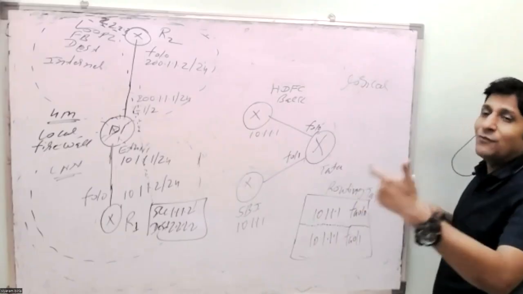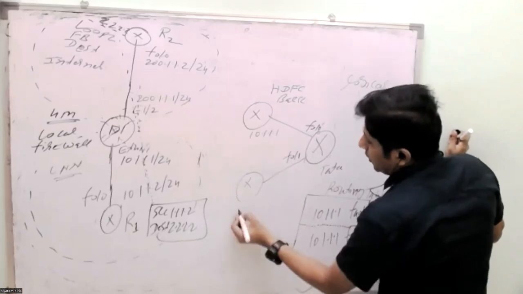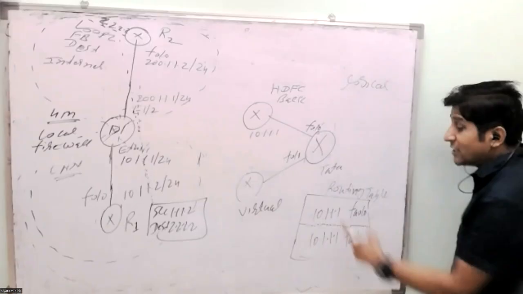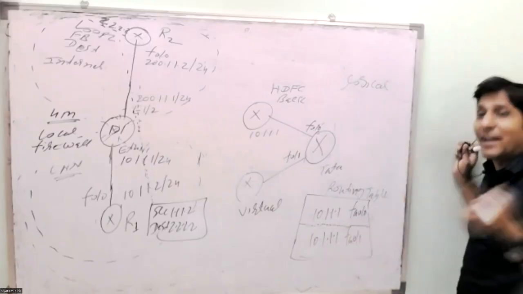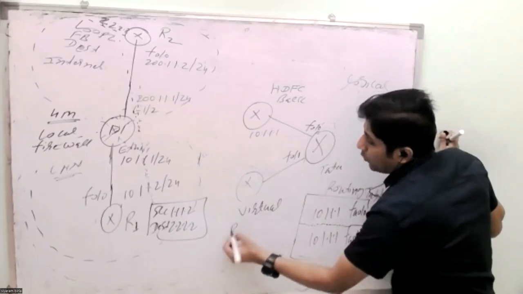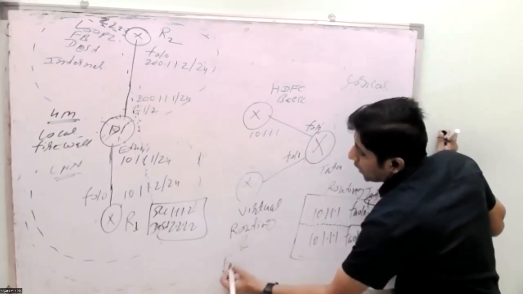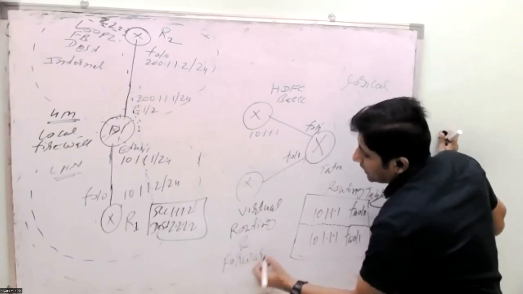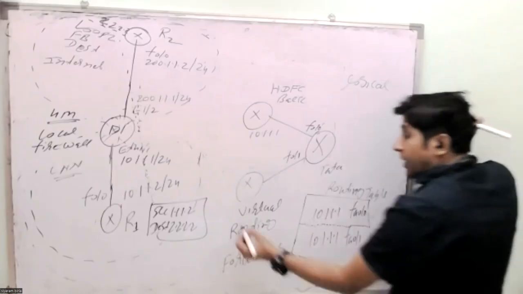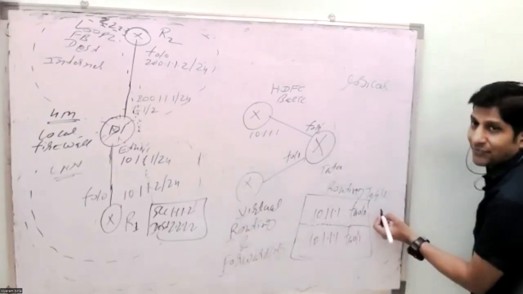Technically, logical we can say virtual, and this routing table forwards the data. So that's why it is called virtual routing and forwarding table. In short form, it is called a VRF.